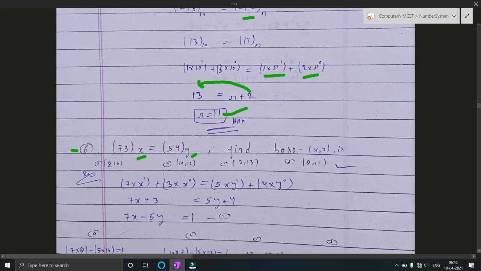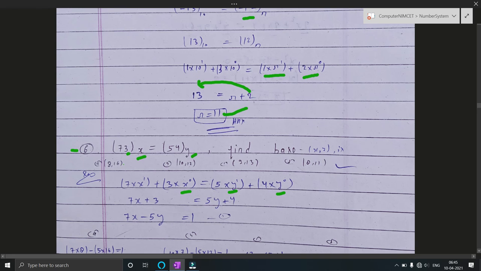And how can we convert any base to decimal? Start with the LHS, with x power 0. The first digit is 3, so 3 into x power 0 and 7 into x power 1. For the RHS as well, 4 into y power 0 and 5 into y power 1. So we get 3 into 1, that is 3, plus 7x, and 5y plus 4. Then 7x minus 5y, and 3 goes to this side as minus 3, so we get 1. So we get one equation: 7x minus 5y equals 1.